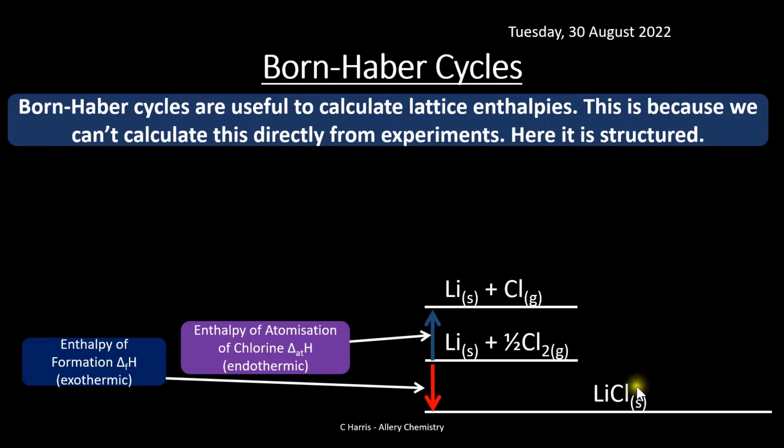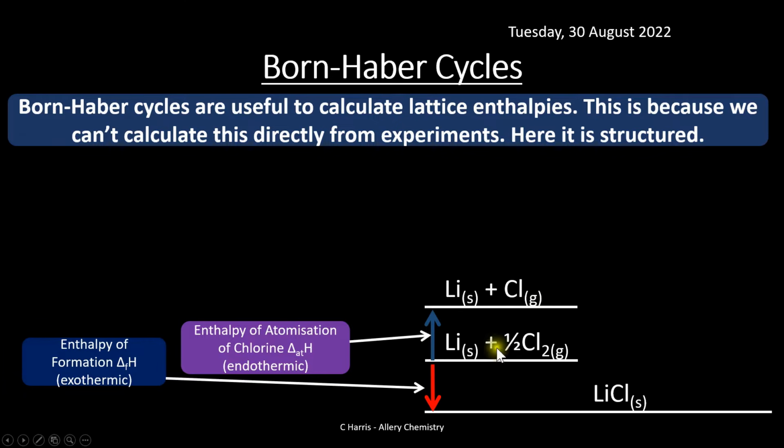Okay, so the next one up, what we're basically going to do is say, right, well, we can form lithium chloride by taking the elements in their standard states and forming it. Fine. We can also form lithium chloride by going a different way. Now this one's a lot more convoluted. So when we draw on this, we can draw the next line above this as the enthalpy of atomization of chlorine.